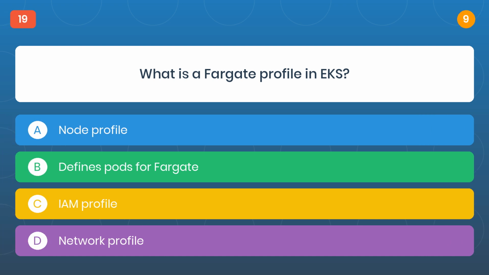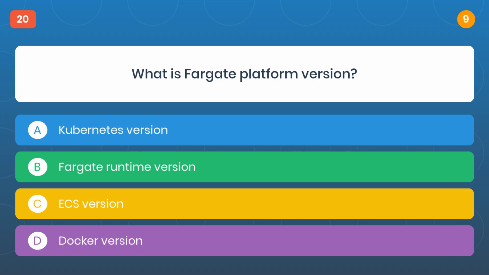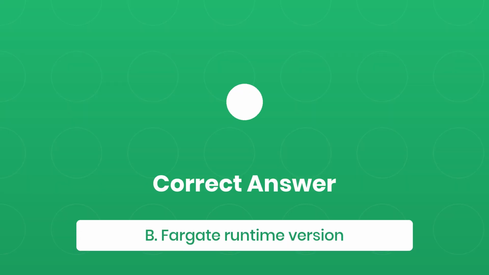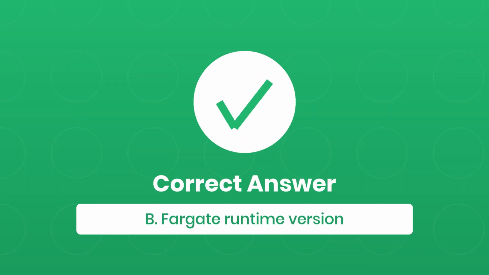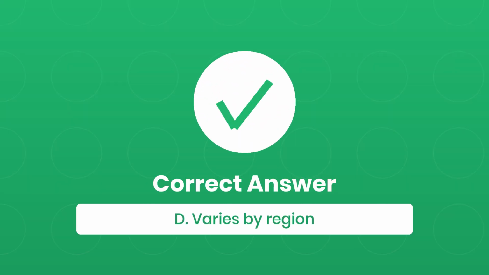Question 19. What is a Fargate profile in EKS? The correct answer is B, defines pods for Fargate. Question 20. What is Fargate platform version? The correct answer is B, Fargate Runtime version. Question 21. What is the latest Fargate platform version? The correct answer is D, varies by region.